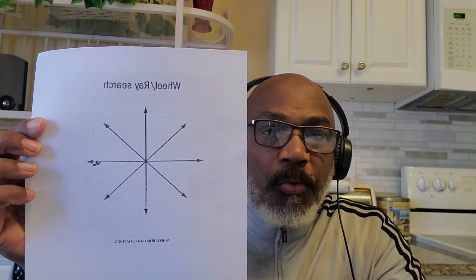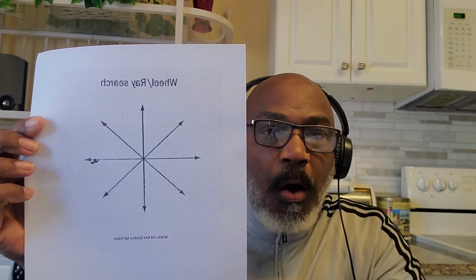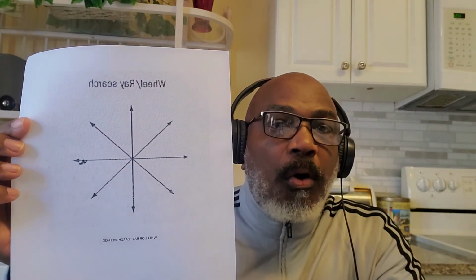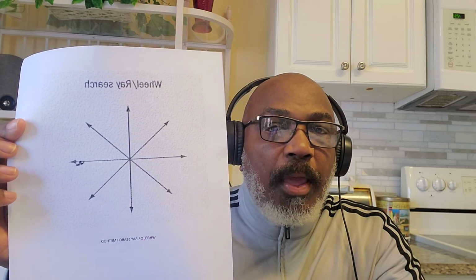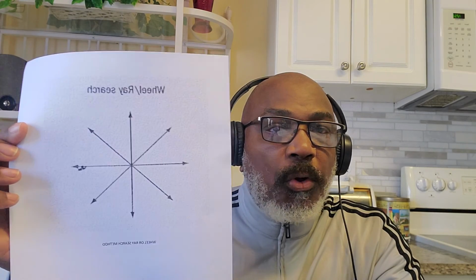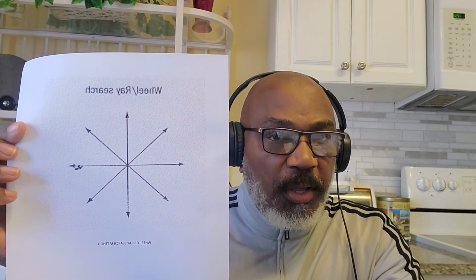All right. The next one is called the wheel or ray search, which is quite simple. You start out in the middle and you work your way out on all angles in all directions. Okay. Make sure that you don't miss any evidence. So with that, we have concluded Module 2, and we look forward to seeing you in Module 3. Thank you.